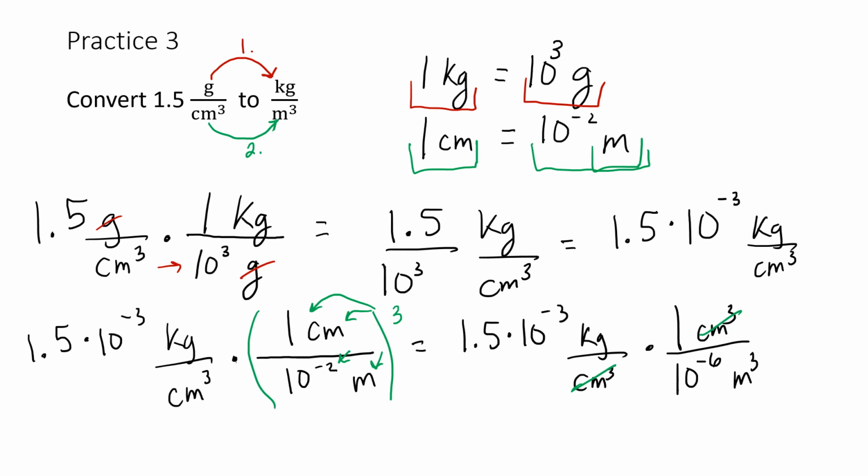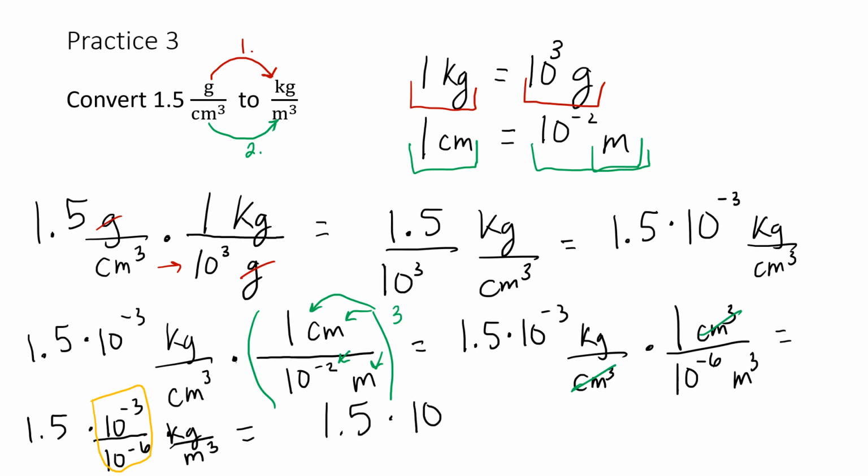So now I'm going to stack my tens. 1.5 times 10 to the minus 3 divided by 10 to the minus 6, times kilogram over meter cubed. Going to simplify this right here. 10 to the negative 3 divided by 10 to the minus 6. You subtract those exponents. So your final answer for this will be 1.5 times 10 to the third kilogram per cubic meter. And there we have it, some little extra practice for us.